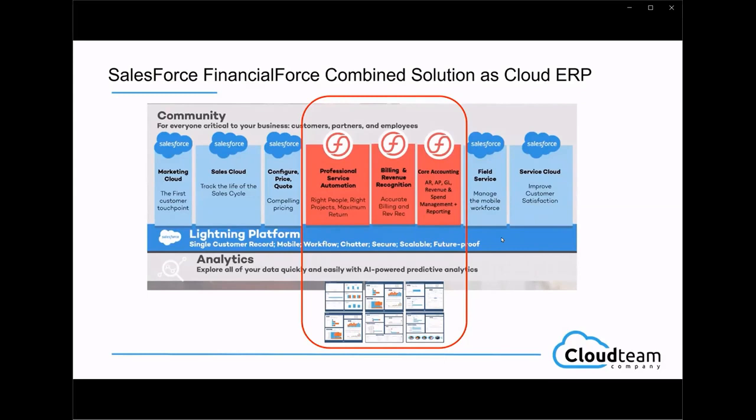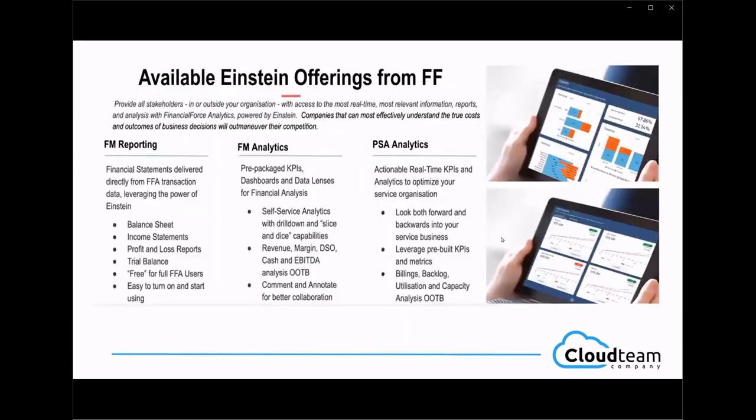A little bit more in detail about what the offerings are in those packages. As mentioned, today we're focusing on the FinancialForce business analytics and financial statements. These are the out-of-the-box packages which FinancialForce delivers. Here, FinancialForce has taken the Einstein technology and used it to build out financial statements, financial analytics, and PSA analytics. If you look at the financial statements, these are the reports which your accountant delivers on a regular basis, like the income sheet, the P&L reports, and trial balances.